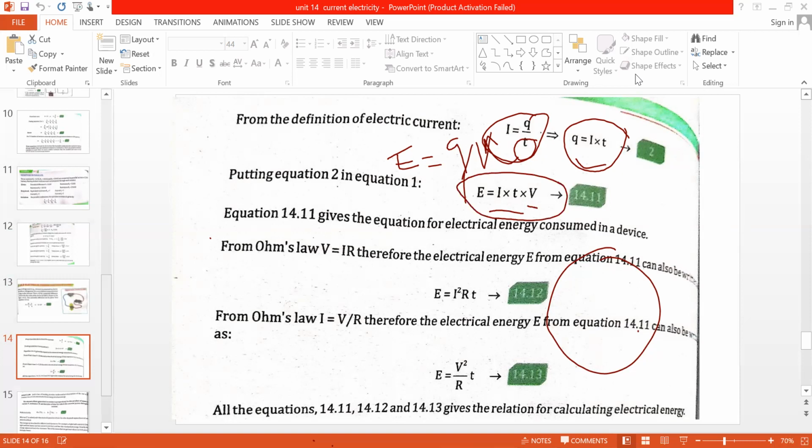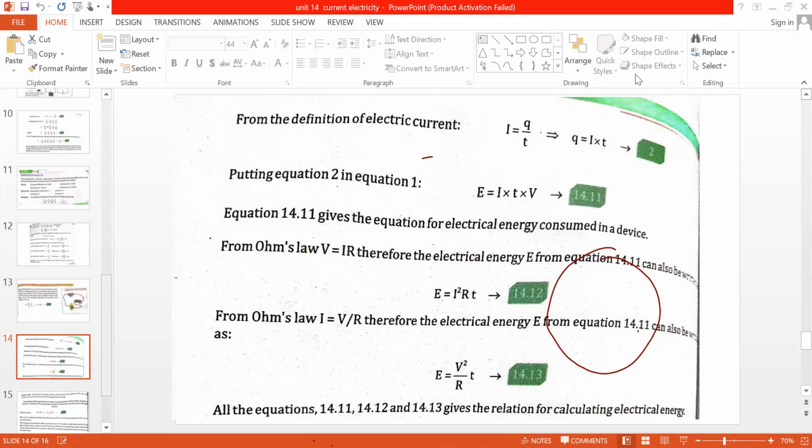So we get the equation E equals I multiplied by T multiplied by V. Now we all know what Ohm's law is. Ohm's law is V equals IR. So we have to put the value of this potential in this equation. What will we get? E equals, as V equals IR, we put this value of V in this equation instead of this V. So when we put the value IR over here, this I and this I will be multiplied with each other and we will get I square. Then R will be written as it is and this T will be written as it is.